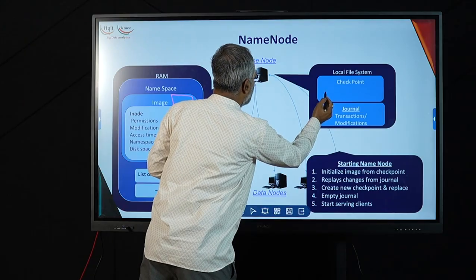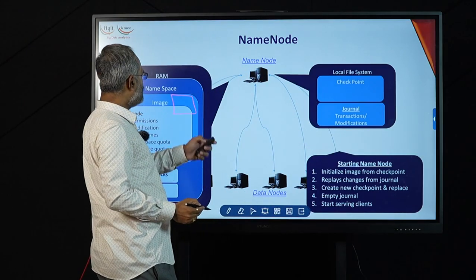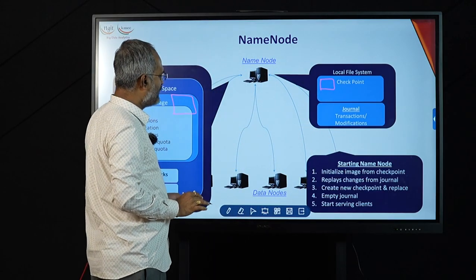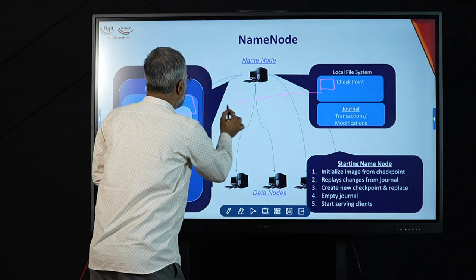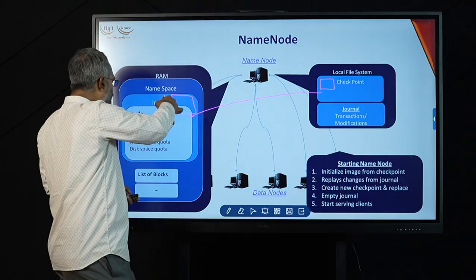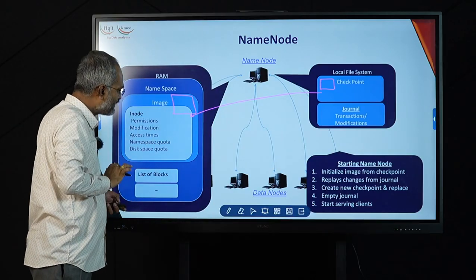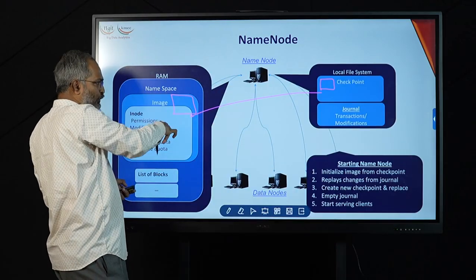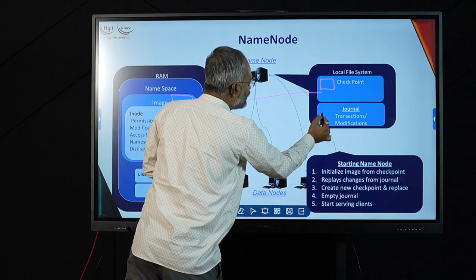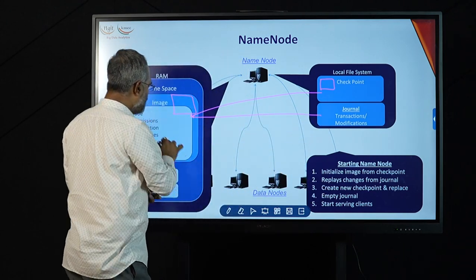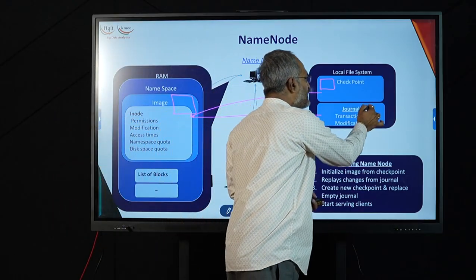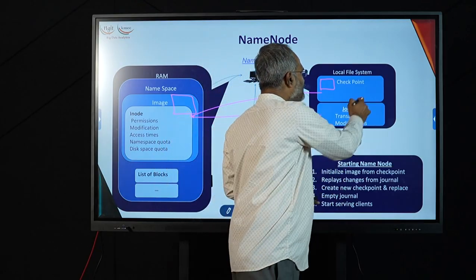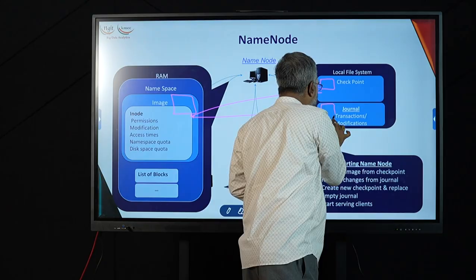the checkpoint will be loaded. First step is load the checkpoint. Initially the checkpoint is also empty, nothing is there. In this step, the checkpoint will be loaded into the image. In this case, an empty image is created, an empty checkpoint is loaded. Next step is load the journal. It will take the journal and replay it. Initially the journal is also empty because let us say it is a new cluster. In a new cluster, the checkpoint is empty, the journal is also empty.